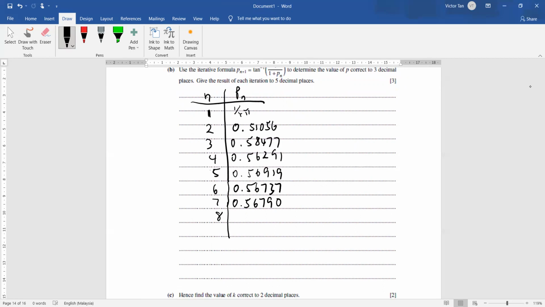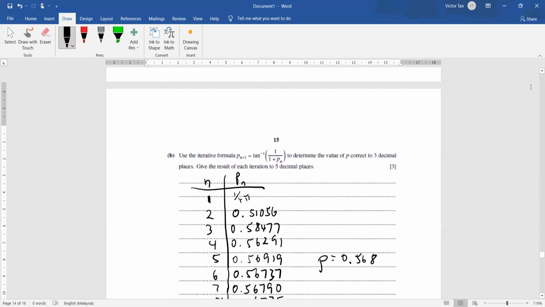Oh, this is going to be long. 0.56775. 0.56779. We're going to be there already. Okay. So your answer P is 0.568. Okay. Hence find the value of K correct to 2 decimal places.